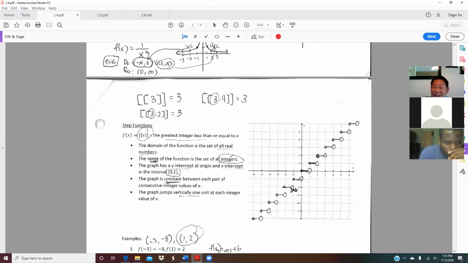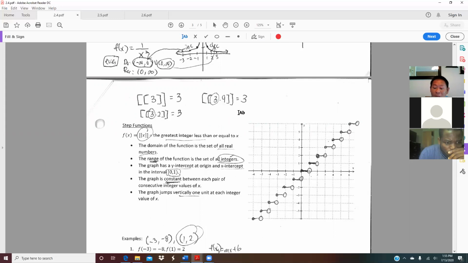Next one is a step function. So it looks like a staircase. We call it the greatest integer less than or equal to x, so there are double brackets here. What happens is, if you have a 3, the greatest integer will be 3. If you have 3.2, the greatest integer is 3. If you have 3.9, it's still 3. So it's not rounding. Some people think 3.9 should be 4.